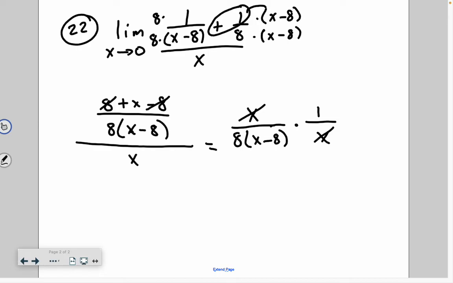We will end up, if you plug 0 into the rest of this, you're going to end up with a negative 1/64. And that's the limit for this problem. You get negative 64 in the denominator, 1 in the numerator. Like I said, the biggest part is you see most of the work is really cleaning up the numerator. Cleaning up the complex fraction really is the idea. Okay.